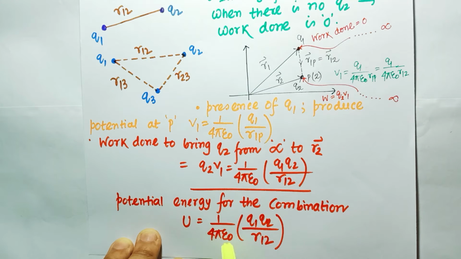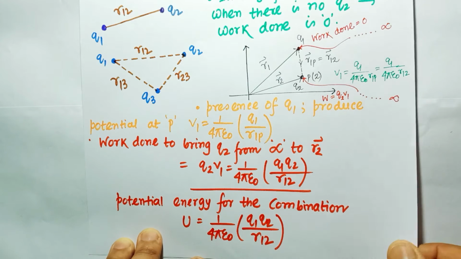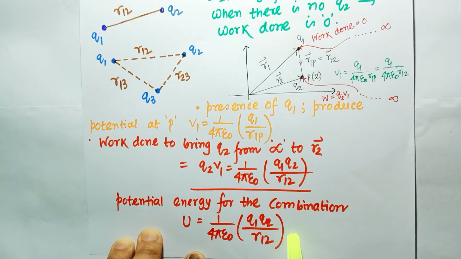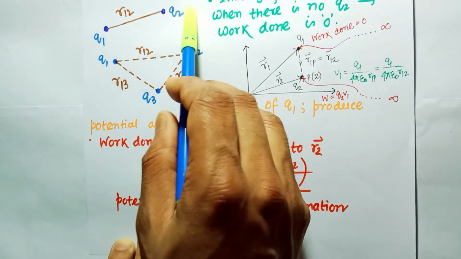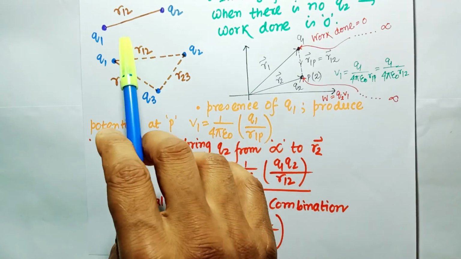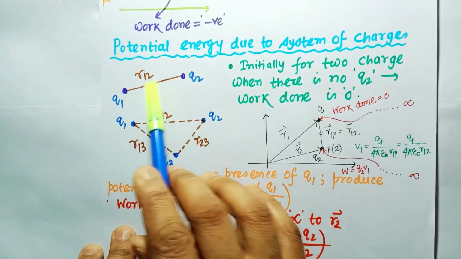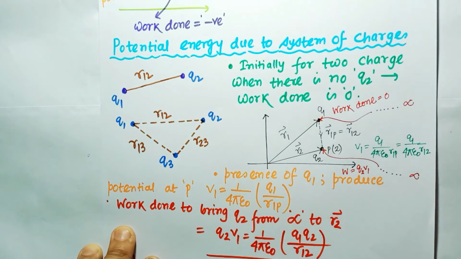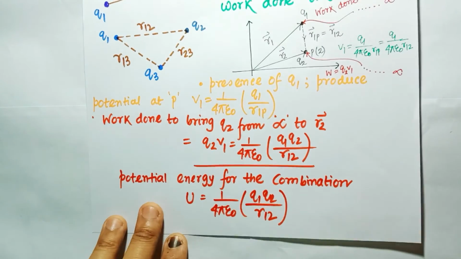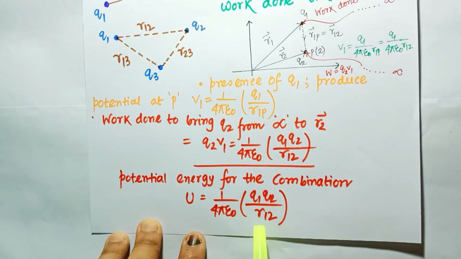U is equal to 1 by 4 pi epsilon naught times Q1 Q2 divided by R12. This expression remains the same, and it does not depend on the path by which we bring both charges Q1 and Q2 from infinity. It does not depend on how we bring the charges Q1 and Q2 from infinity. U is equal to 1 by 4 pi epsilon naught times Q1 Q2 divided by R12.